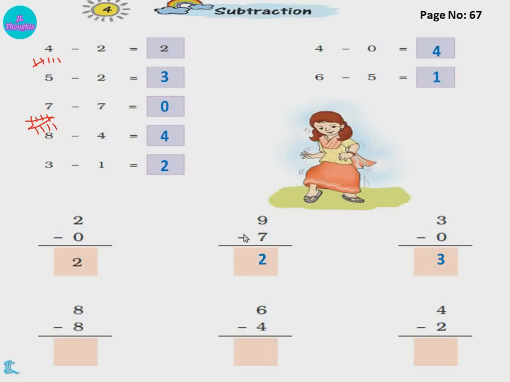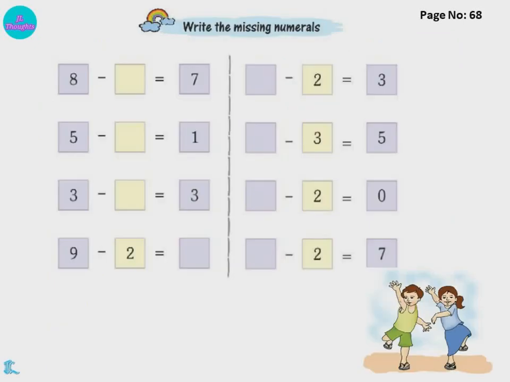8 minus 8. From 8, you remove 8. Answer is 0. 6 minus 4, 2. 4 minus 2, 2. Page number 68. Write the missing numerals. So here what you have to do is, you have to write the missing numerals, children. From 8, how many you remove? You will get 7. So first for that what you do?